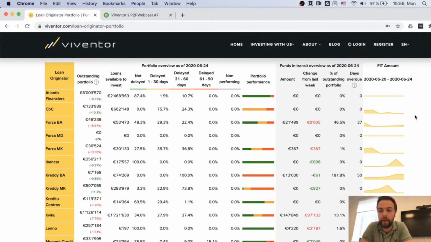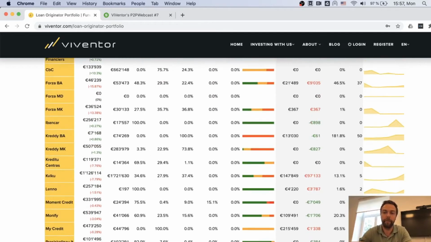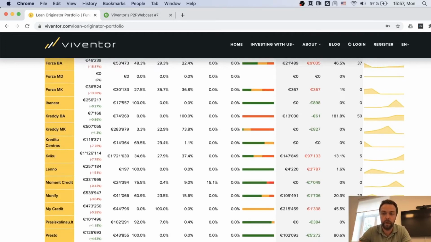And a gradual shape somewhere in the middle means that they are posting some repayments, they are receiving some investments, and they are paying everything more or less on time. And a gradual, even shaped chart here should indicate to you that probably business as usual is happening with this loan originator.